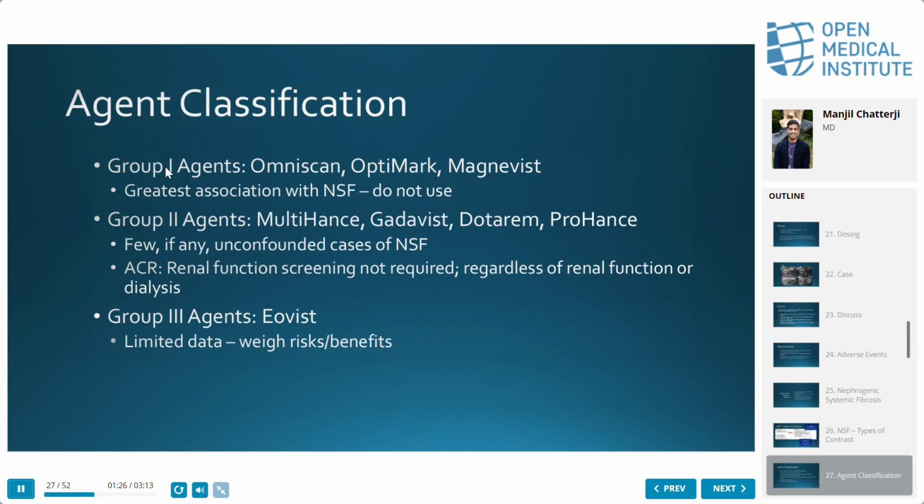What do you all do? I'm just curious. Do people check renal function routinely for these agents? Yes, we do for the last stage of renal failure. We estimate the glomerular filtration rate, using 15 and 30 as cutoffs. Sometimes we just skip it in the last stage. Anyway, it's a bit nephrotoxic. It doesn't increase the risk of nephrogenic systemic fibrosis, but it's nephrotoxic. It can decrease the renal function for some time, barely. So it's changing.